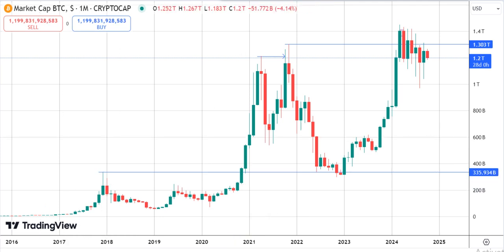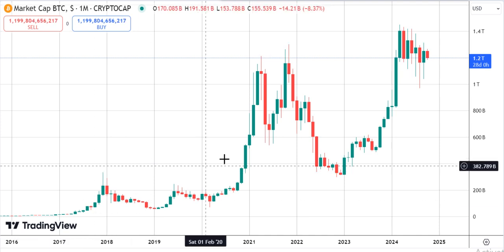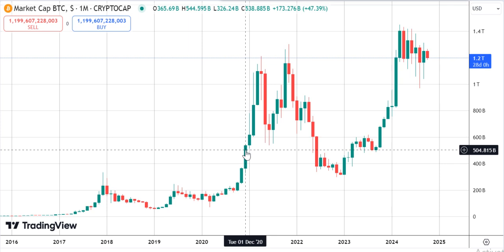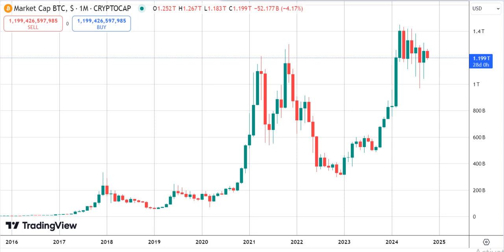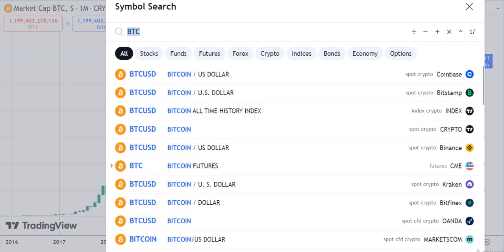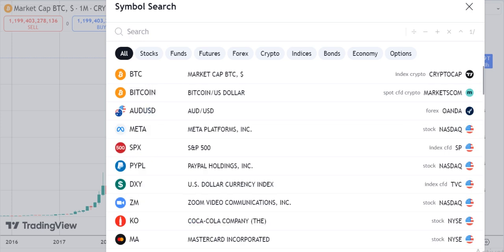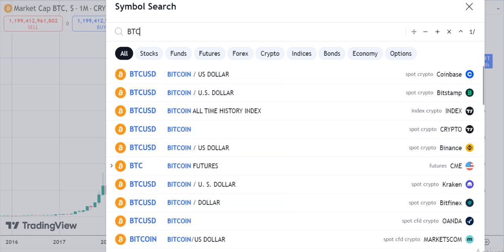I want to basically give us a rundown analysis on the BTC chart, which is what we call the Bitcoin chart. Just to give you a little bit of insight: if you want to search for Bitcoin charts, the abbreviation we use is BTC. When you type BTC, you have either BTC US dollar, which is Bitcoin US dollar, or Bitcoin chart. Either of them goes.